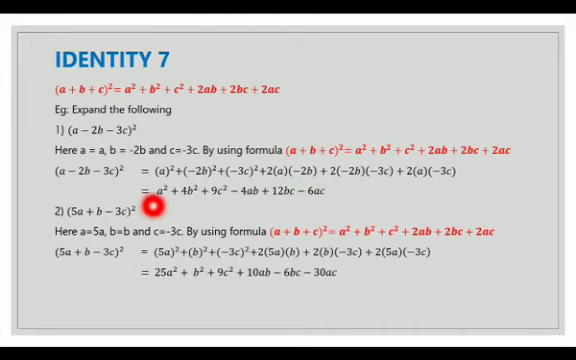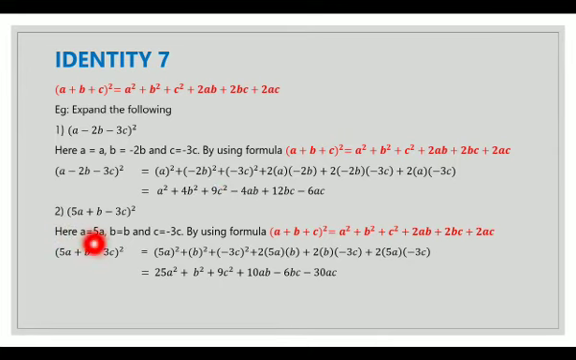The second sum: (5a plus b minus 3c) the whole square. Now again I have to equate with the formula (a plus b plus c) the whole square. Here a equals 5a, b equals b and c equals minus 3c. By using the formula (a plus b plus c) the whole square equals a square plus b square plus c square plus 2ab plus 2bc plus 2ac.